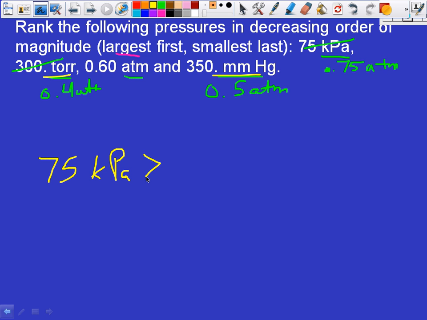Then you can do 0.6 ATMs. And again, I'm writing them in the units they were given in. You don't have to do that. You can rewrite them in terms of what you converted them to. But remember, the best way to do this is make sure to convert them all to the same unit, and then you're going to be good. So then we have 350. Let me erase this.